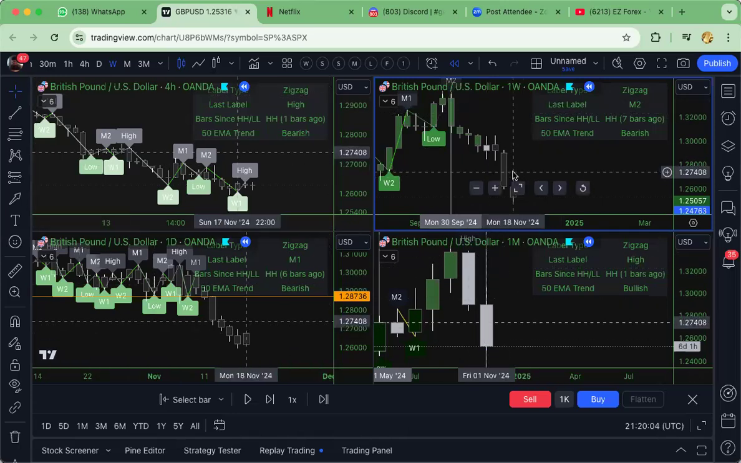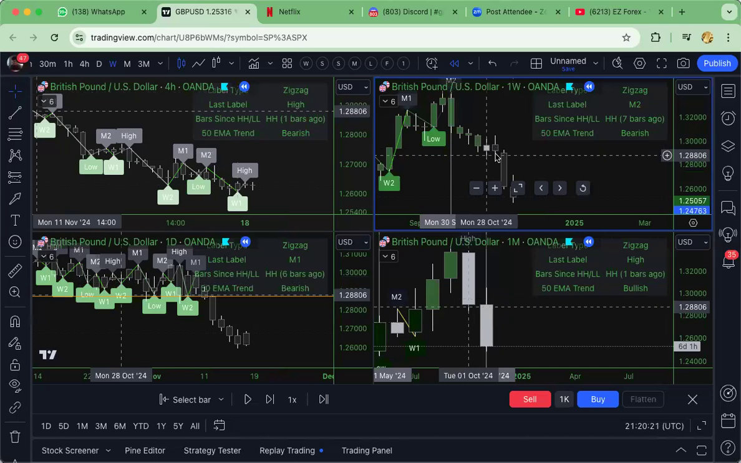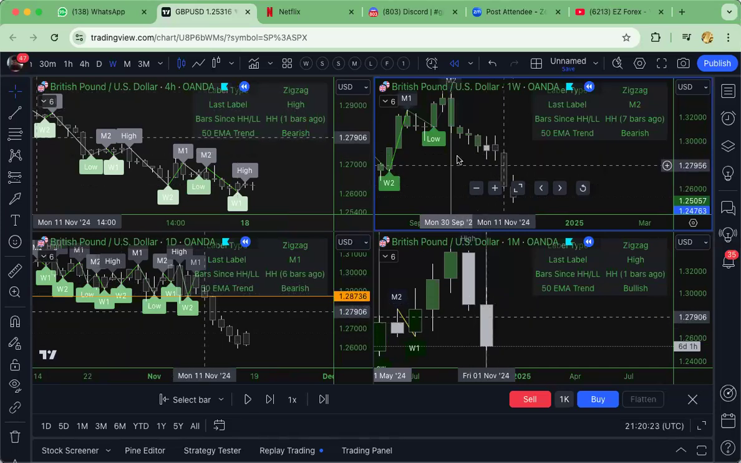We go to the M2, and you can see the M2 bars since the last high or lower low. So that's basically since the last high or low was made. It tells you how many bars since the last pattern, the last label. So there was 7 bars here: 1, 2, 3, 4, 5, 6, 7. So it starts from here actually.